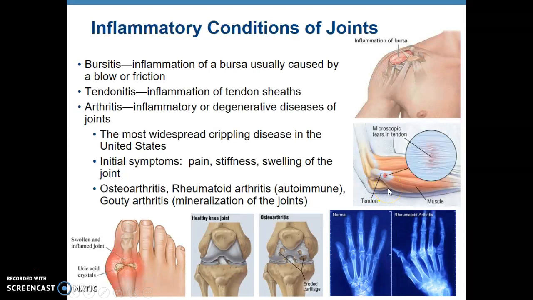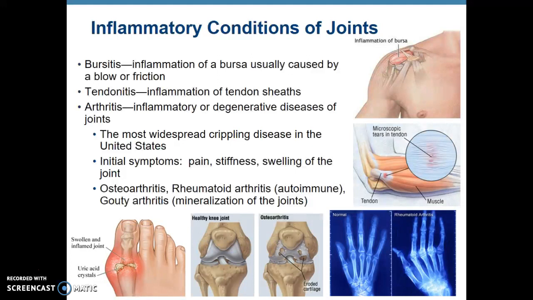You can also get some inflammation or tearing that happens in the tendons as well. So here, if you look at this picture, you can see there are little micro tears and then just inflammation associated with that repair. Arthritis, there's a couple of different types of arthritis, but it's pretty widespread in the United States, and you usually associate it with people as they get older, but not necessarily. It depends on the type, and a lot of people will feel pain, stiffness, or swelling.